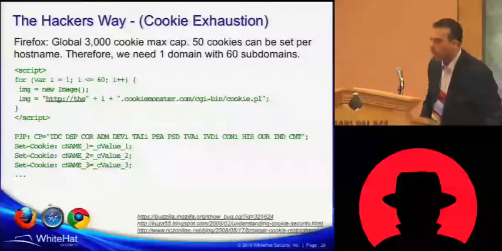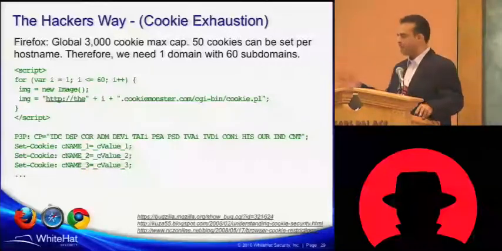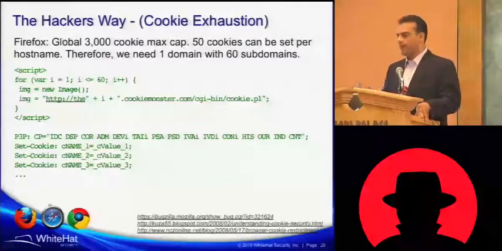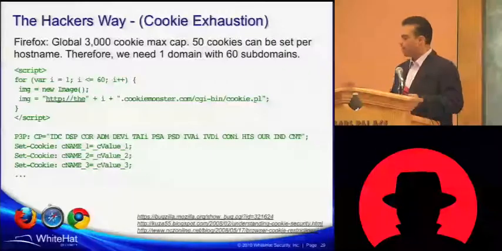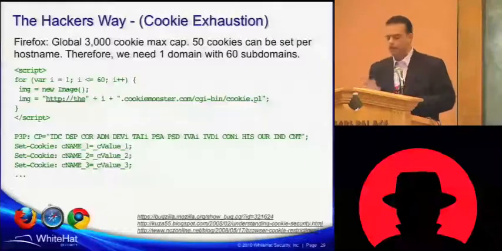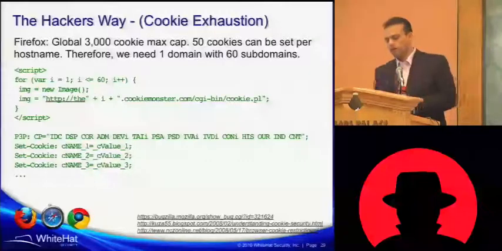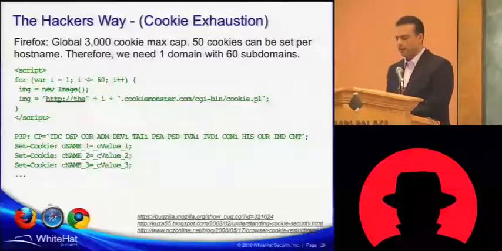You set up one domain, badguy.com, 60 subdomains, 1.badguy.com, 2.badguy.com, whatever the case may be, and you set 50 cookies per domain. That's the code to do it. Grinds in the system, loads up 3,000 cookies, and all your other cookies are deleted off the system. Let me show you how this works.